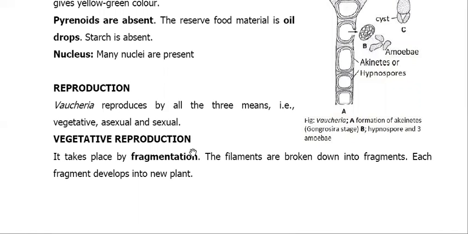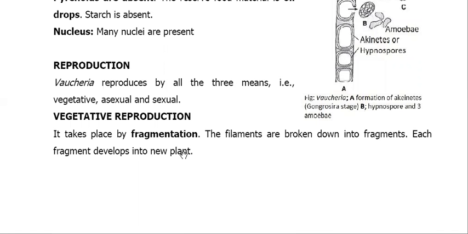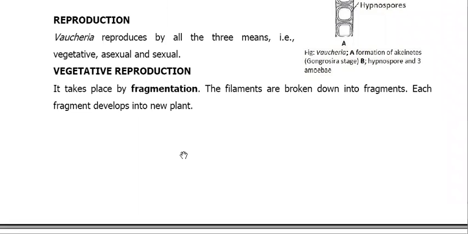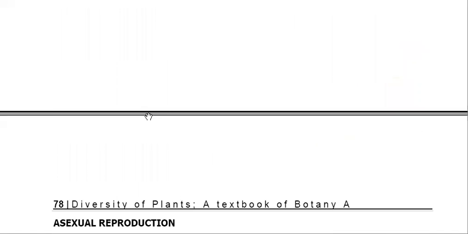The reproduction of Vaucheria takes place by all three means: vegetative, asexual, and sexual reproduction. Vegetative reproduction takes place by fragmentation. The filaments are broken down into fragments. Each fragment develops into a new plant.